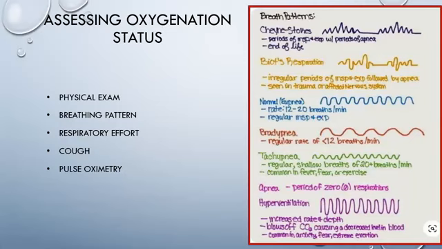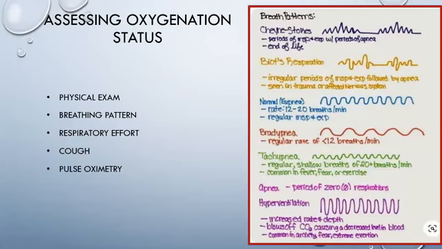Next, we have Biot's respiration. These are irregular periods of inspiration and expiration followed by periods of apnea. A lot of times we see this in some kind of traumatic injury or a nervous system injury, like a traumatic brain injury. So these are Biot's respirations, and you can see that visual there next to it.